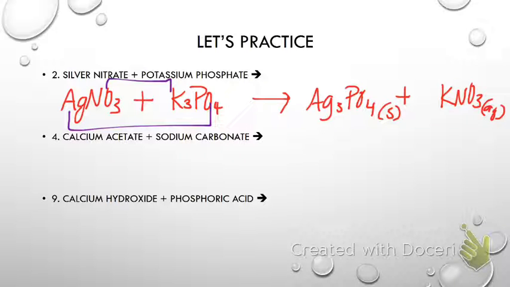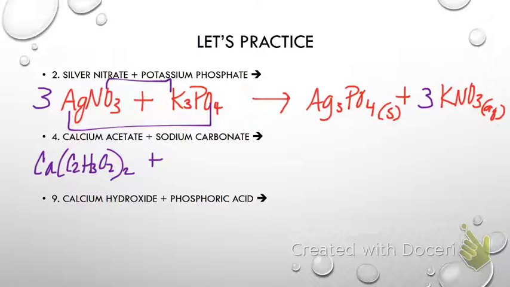All right, so I need to balance this. How would I do that? I need 3 here, and I need 3 here. Am I balanced now? Yes, I am. Now let's do calcium acetate plus sodium carbonate. How do I write calcium acetate? Two acetates. And then how do I write sodium carbonate? And y'all have got the formulas down. Good job.